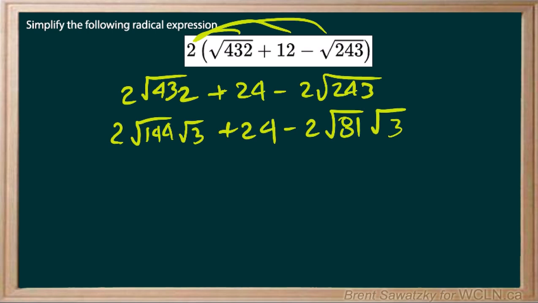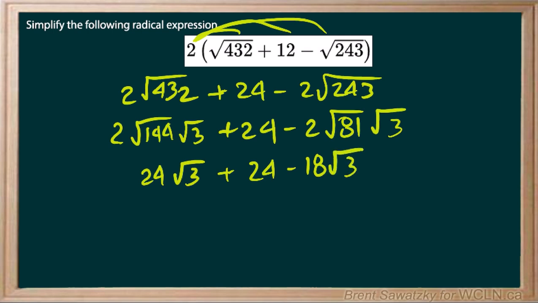2 times the square root of 144 is 12. So 2 times 12 is 24 root 3. And we have 24 by itself there. And then 2 times the square root of 81 is 9. So 2 times 9 is 18 root 3.